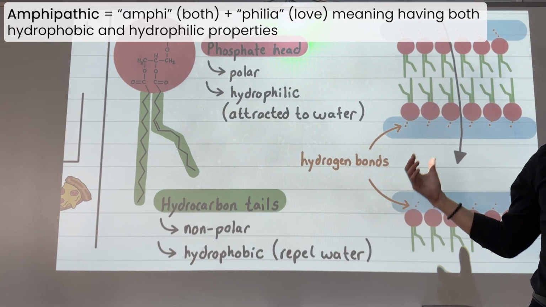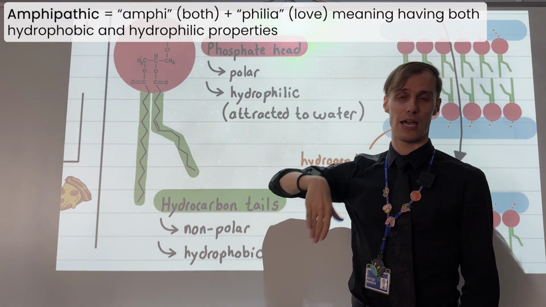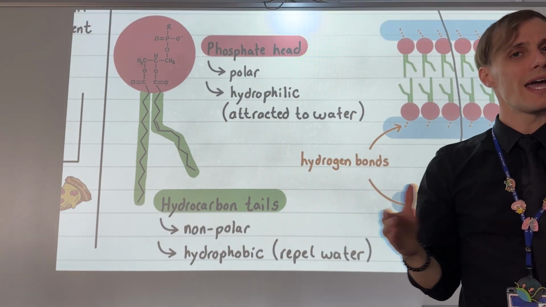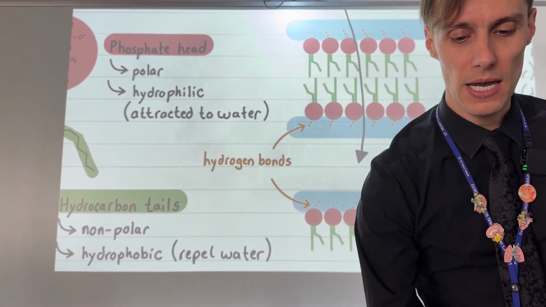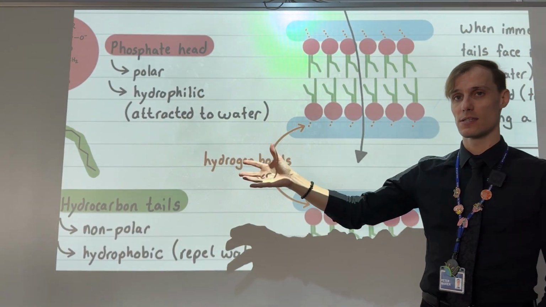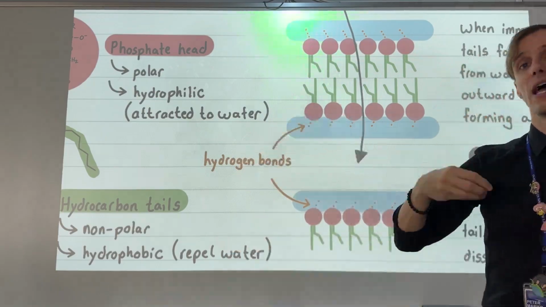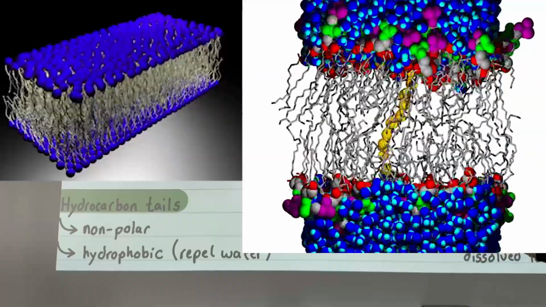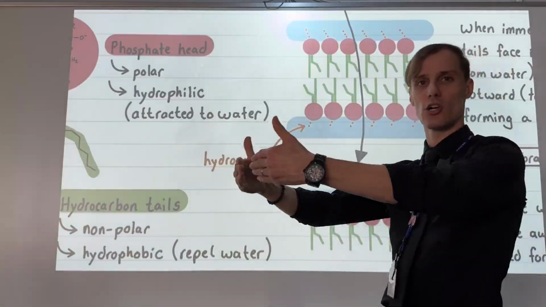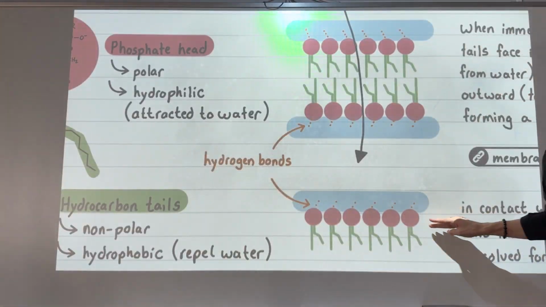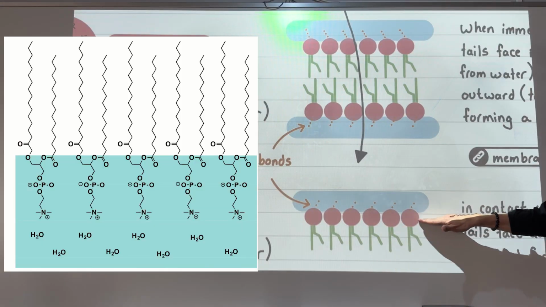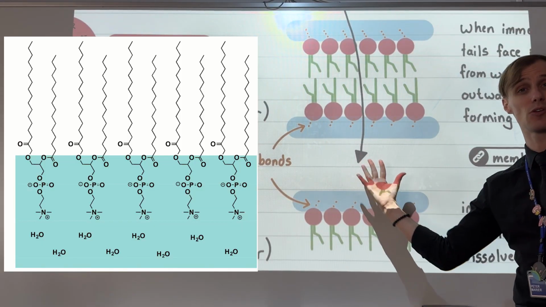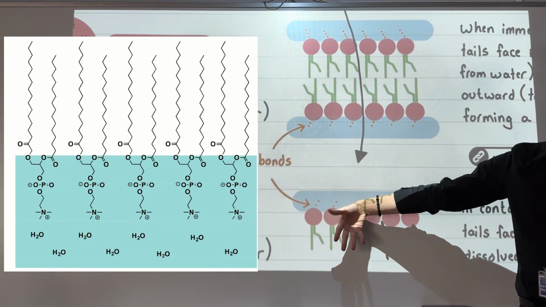And amphipathic means it is both hydrophilic and hydrophobic. Now, why is this relevant? Well, because if we place a phospholipid inside of water, they're naturally going to form these structures. If water is only on one certain surface, you can actually get a monolayer forming where all the phosphate heads are going to face the water and the tails will face away.